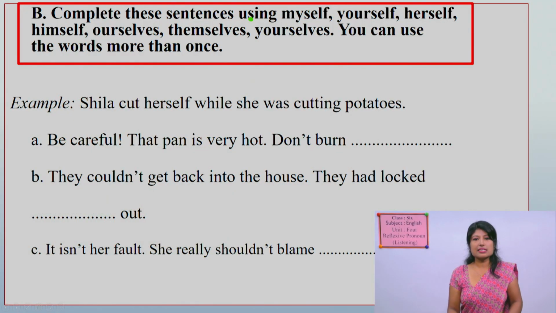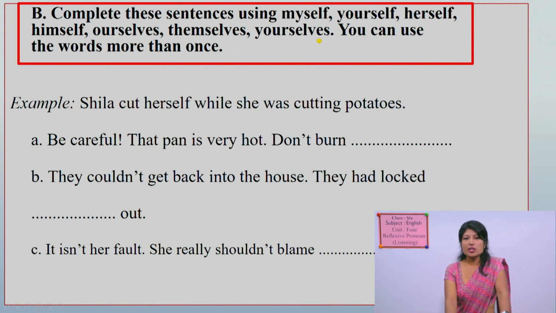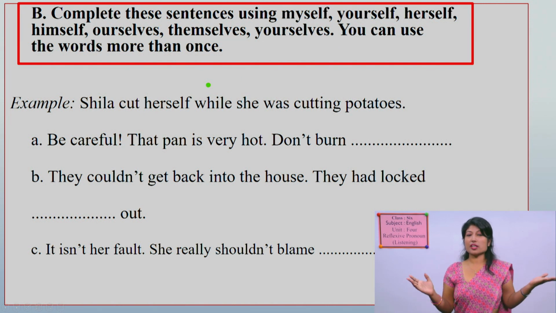Complete the sentences using myself, yourself, herself, himself, ourselves, themselves, yourselves. You can use the words more than once. So we are going to fill in the blanks with these words. Example: Sheila caught herself while she was cutting potatoes. Sheila, a girl, that's why here, herself. Like that, let's fill up, then we will be more confident about the use of reflexive pronouns.